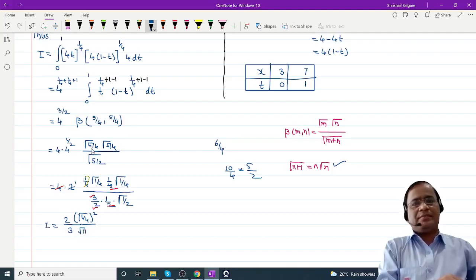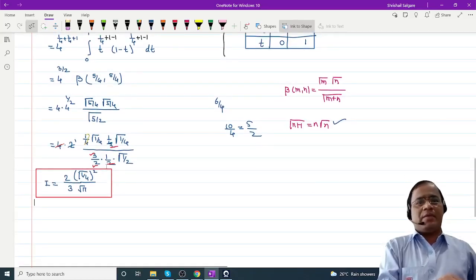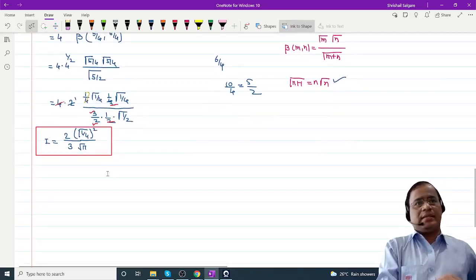Verify it. Can anyone confirm? Your calculations are the same? Yes, sir. Okay, fine. So I is given by 2 by 3 gamma 1 by 4 squared into root pi. I think there will be no doubt.